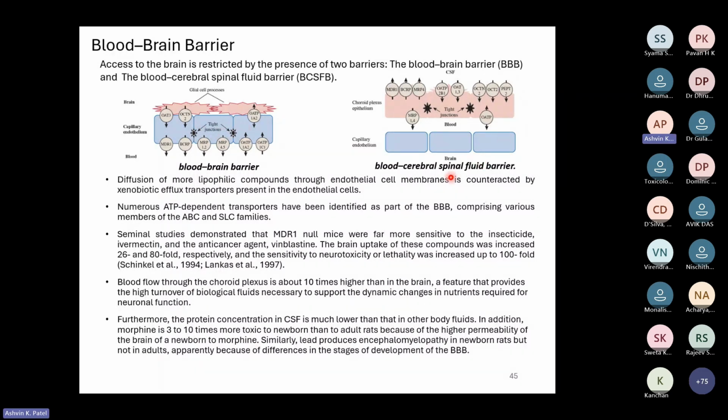And this is the blood-cerebrospinal fluid barrier. This is the choroid plexus epithelium, and these are the different transporters available. On this side there is the cerebrospinal fluid, and here is the blood, and this is the brain capillary and brain. So many toxicants do not enter the brain in appreciable quantity because of this barrier only.